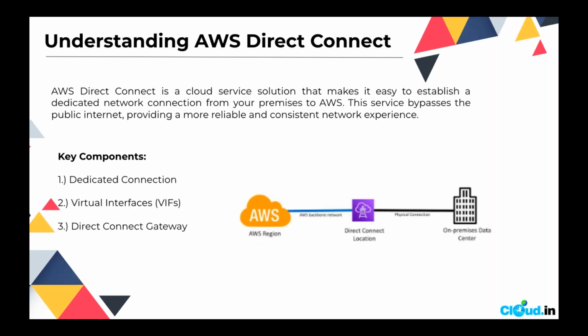Now, to understand the Direct Connect service: what is Direct Connect? Direct Connect is a cloud solution that makes it easy to establish dedicated connections between your on-prem environment and AWS and vice versa. In the diagram you can see the AWS region and the on-prem data center, and Direct Connect acts as a mediator, where we need the connection set up with your network service provider.